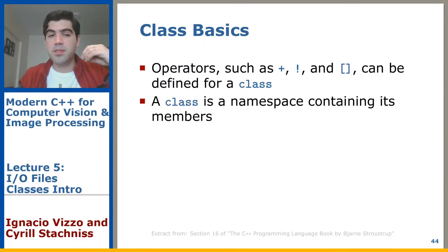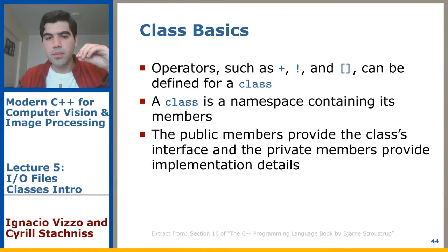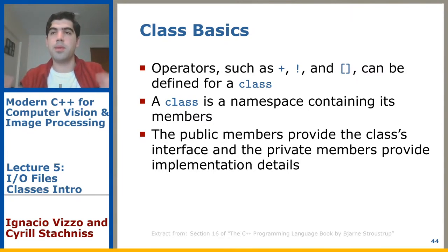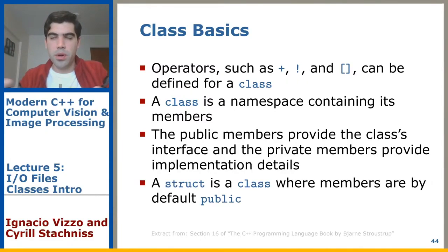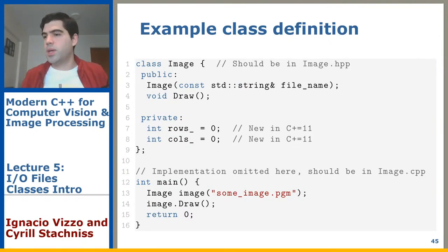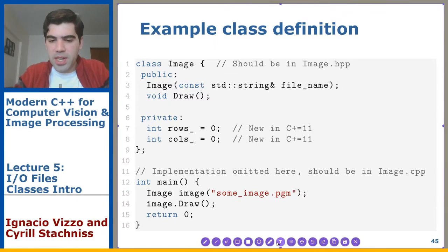A class is a namespace, so as usual, whenever you create new entities in C++, you will create a new namespace. So it has all the same information and meaning as a function namespace or an empty namespace. The public members provide the class interface to the outside world in the program, and the private members provide implementation details that shouldn't be shared with other parts of the program. And a struct is a class where all members are public. Much more detail in the next lecture, so don't really worry about this. Because we're doing computer vision, the most trivial example will be image. So this is how you will define an image class.